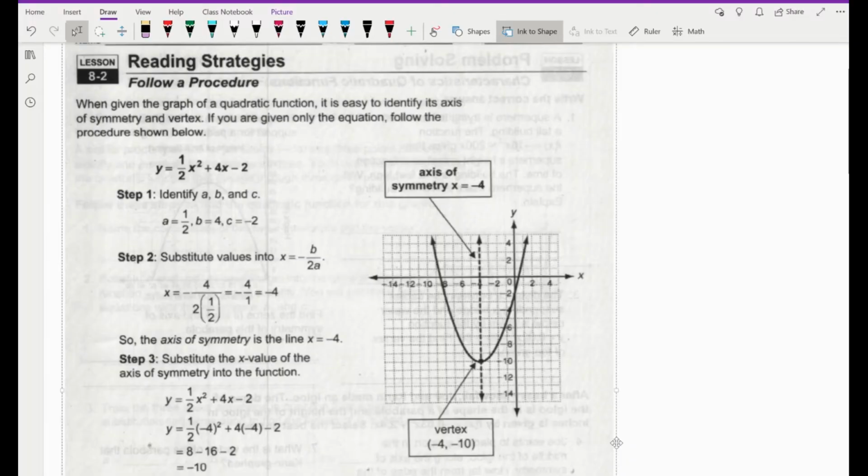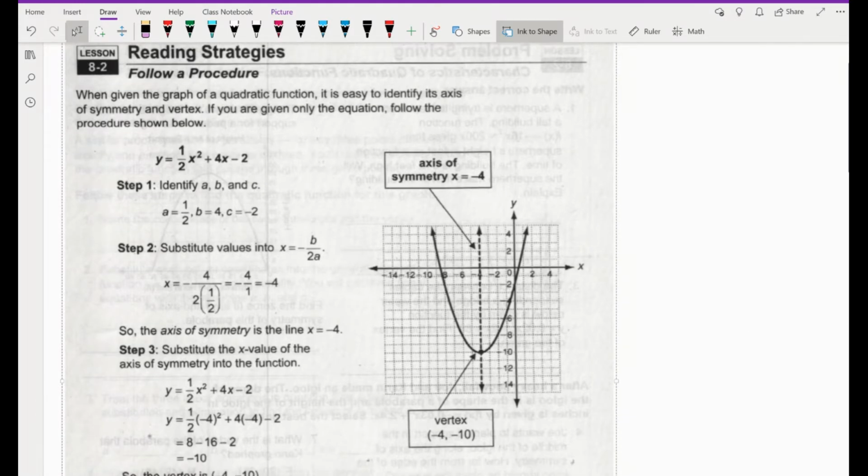In this video, we will go over Worksheet 8.2 Reading Strategies and Worksheet 8.2a. We're learning how to find the axis of symmetry and the vertex. Now for the first step, let's look at an example here. We have an example right here.